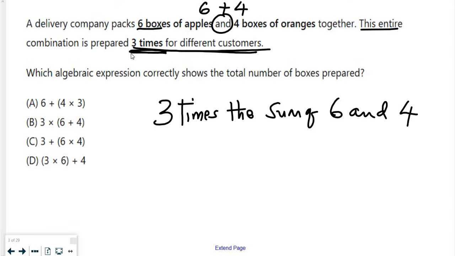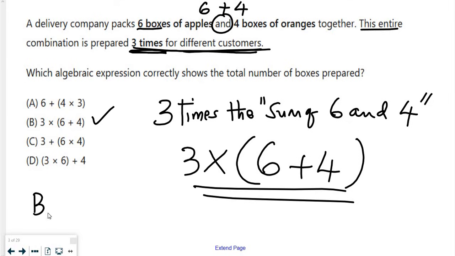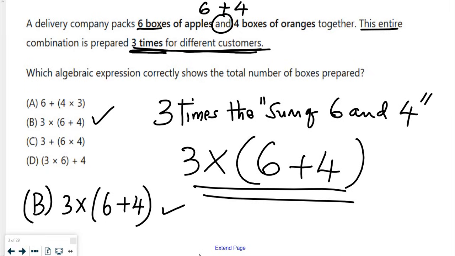Now this entire combination is prepared 3 times for different customers. So 3 times the sum of 6 and 4 should be in brackets, 6 plus 4. And therefore the correct option here will be option B, which is 3 into the bracket 6 plus 4. The correct answer. Now the next question.